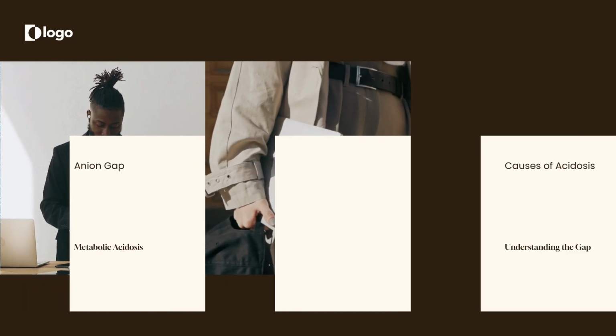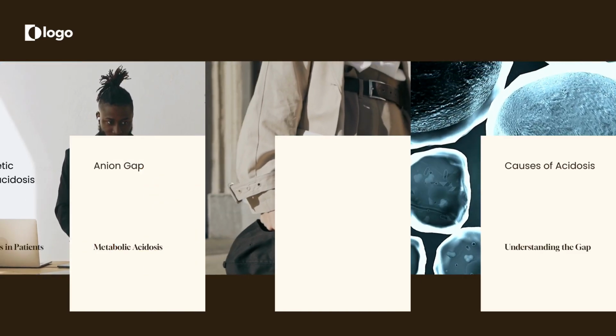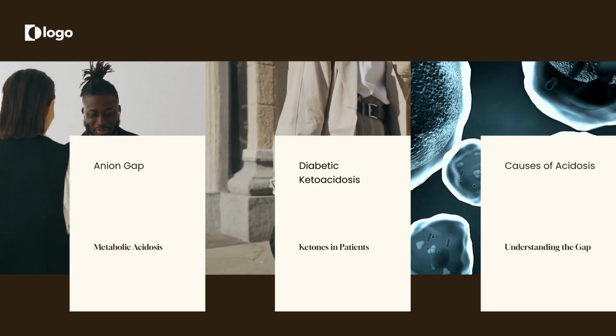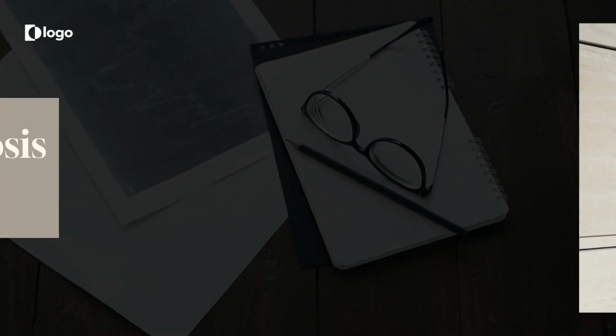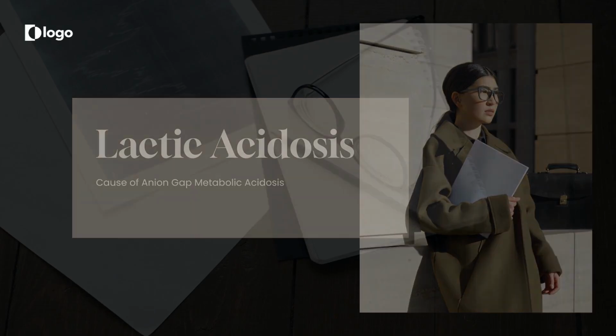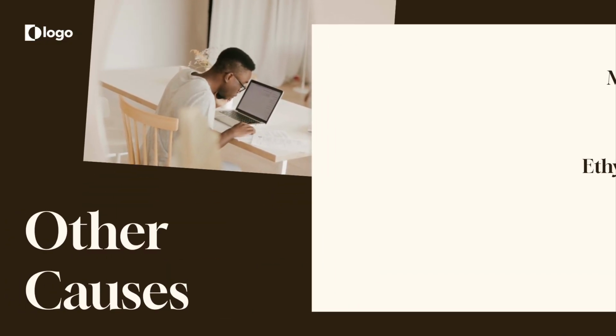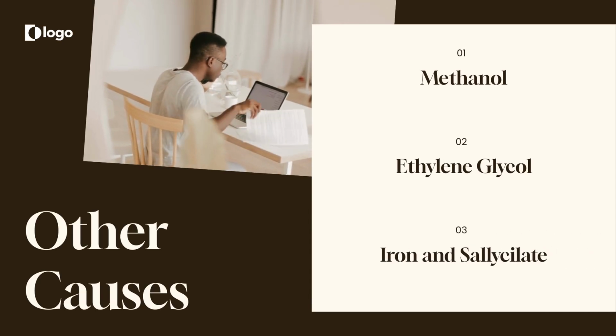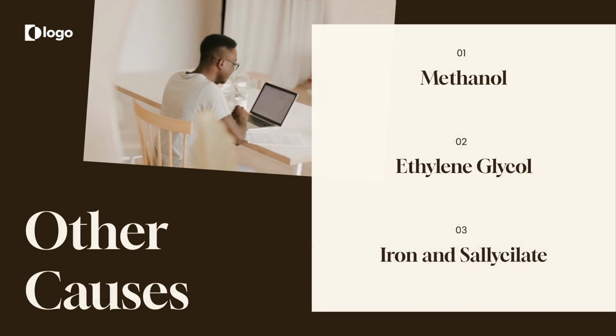Causes of anion gap metabolic acidosis include ketones in patients who have diabetic ketoacidosis. Lactic acidosis is another cause of anion gap metabolic acidosis. Other causes include methanol, propylene, ethylene glycol, iron overdose, salicylate overdose, and uremia.